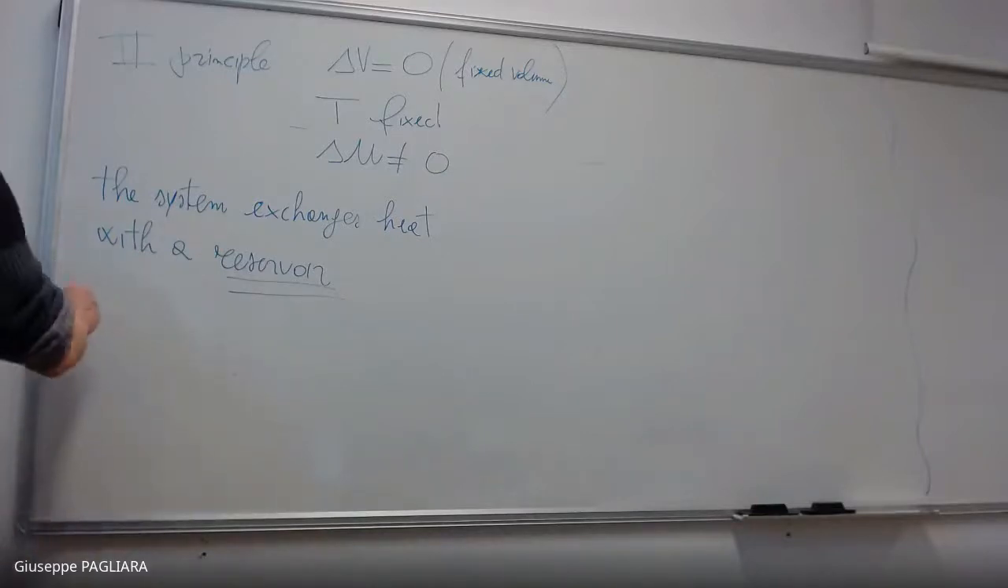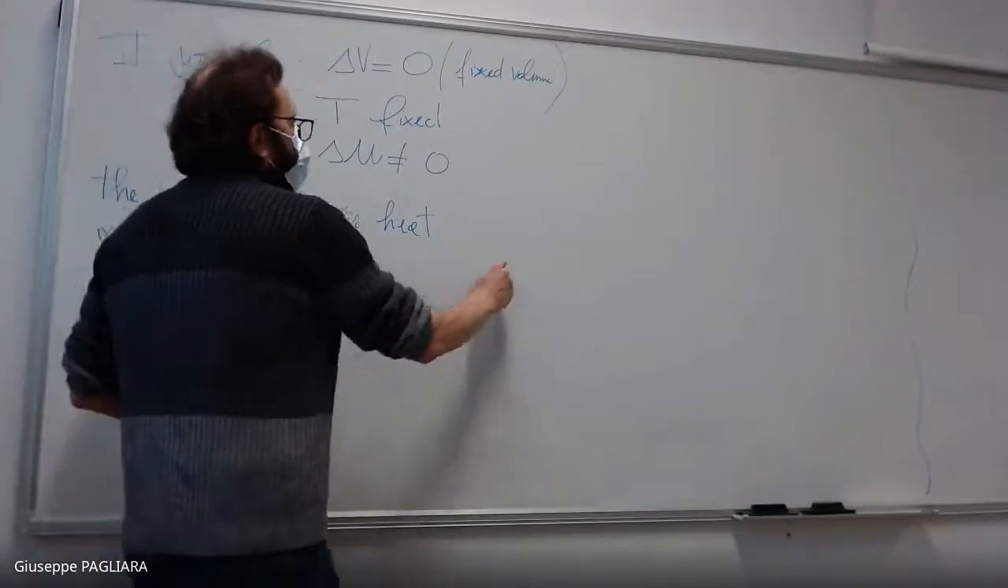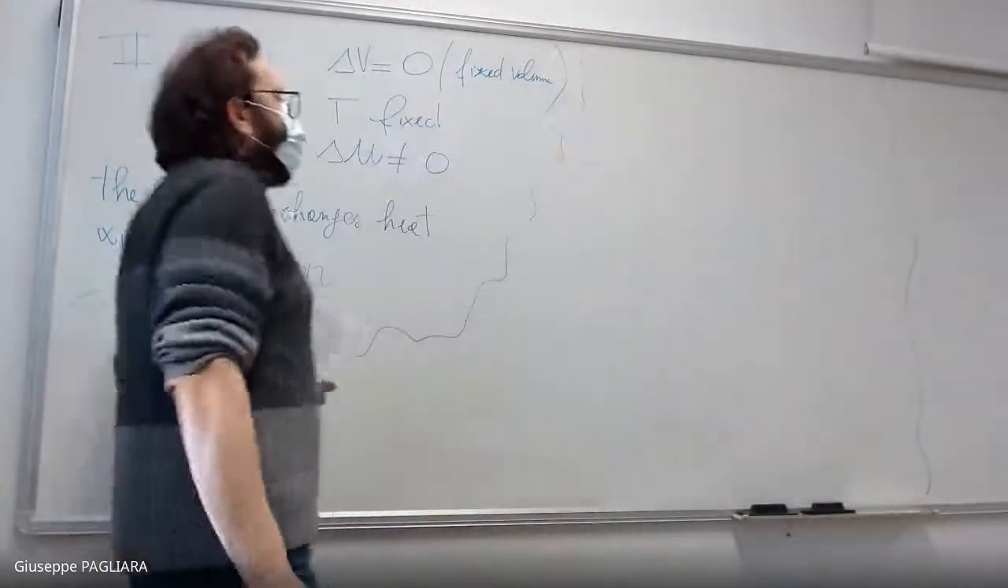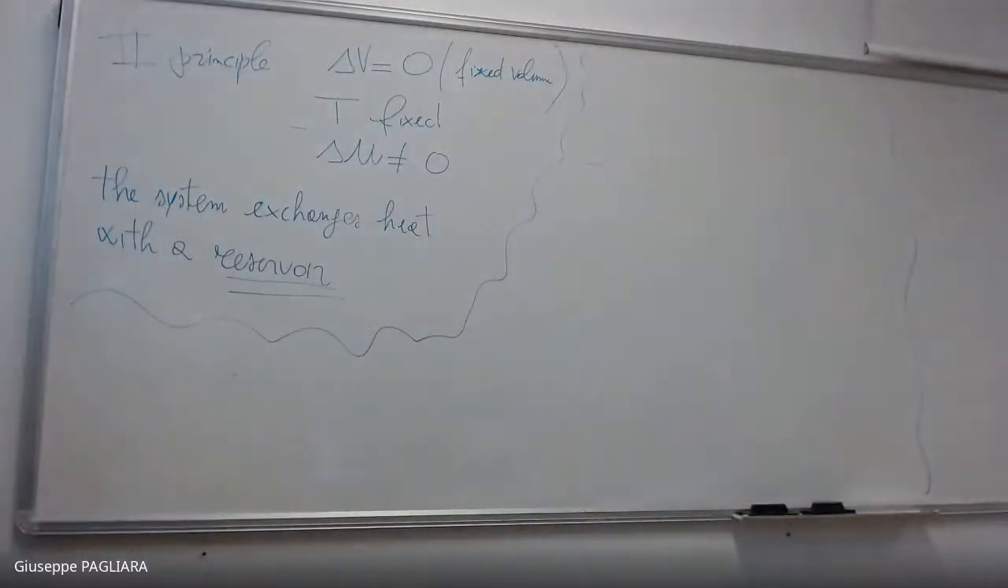Now we will see that in this situation, the second principle of thermodynamics is expressed in a slightly different way. In this case, I cannot talk about the total variation of the entropy that increases. I will talk about another inequality, by introducing another thermodynamical potential.